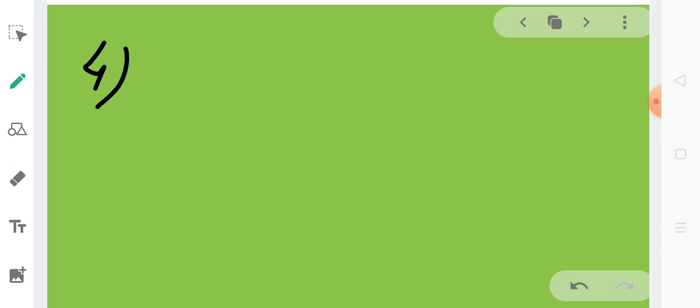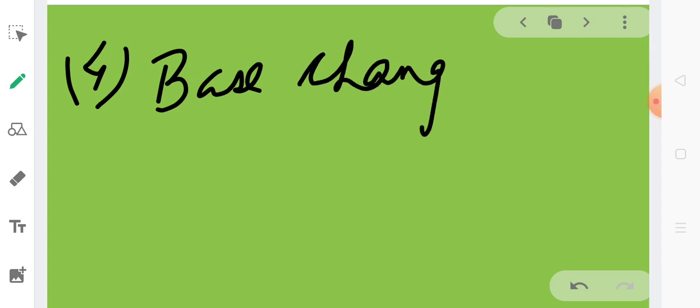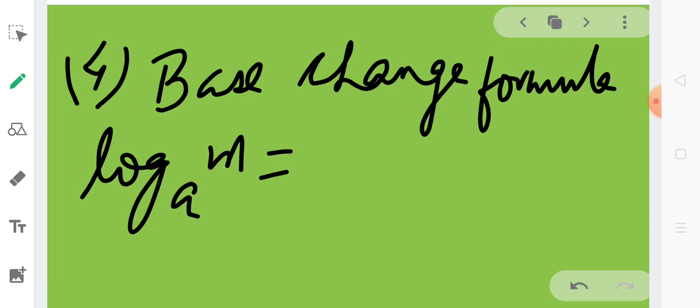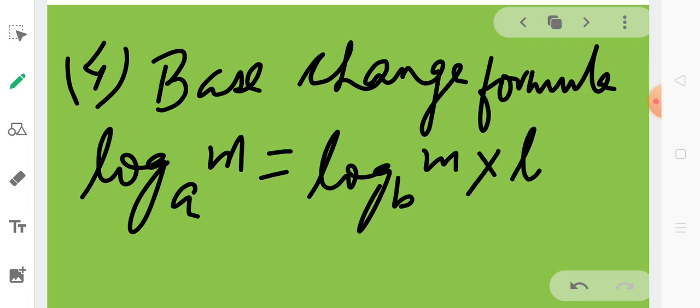And last of all, if we want to change the base, then base change formula. Log of m for base a. Now we want to change the base a to base b. Then we need to multiply with this term.